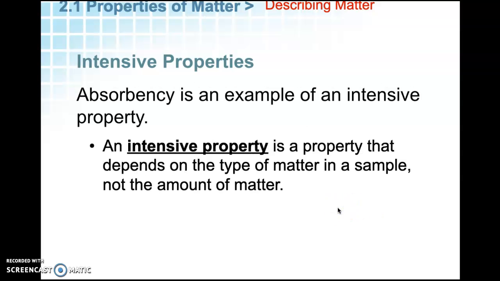Absorbency is an example of an intensive property. So an intensive property is a property that depends on the type of matter in the sample, not the amount. So like leather, whether you have a little bit or a lot, it absorbs water. It doesn't matter on the amount that you have. But mass does. If you have a greater mass than something, it means you have more matter. So an intensive property depends on the type. Extensive property depends on the amount, and that's how they're different.